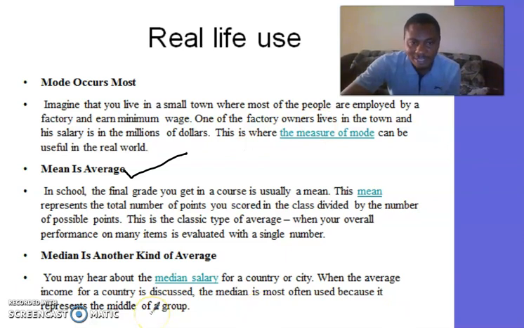The median is another kind of average. You may hear about the median salary for a country or city. When the average income for a country is discussed, the median is most often used because it represents the middle of a group.